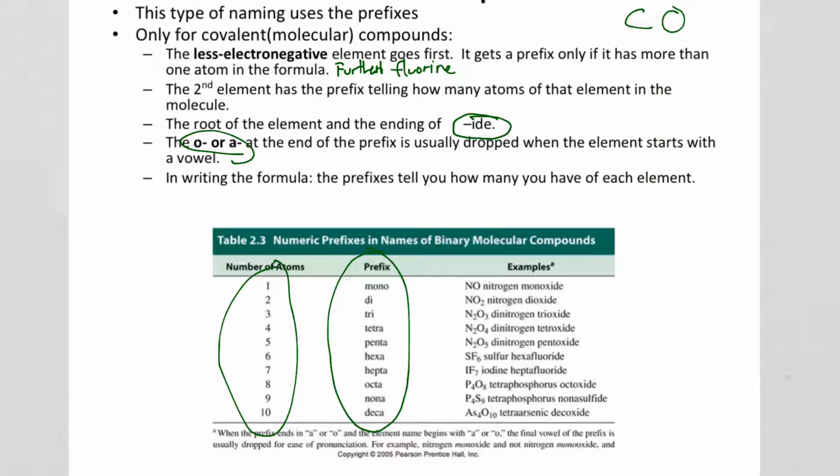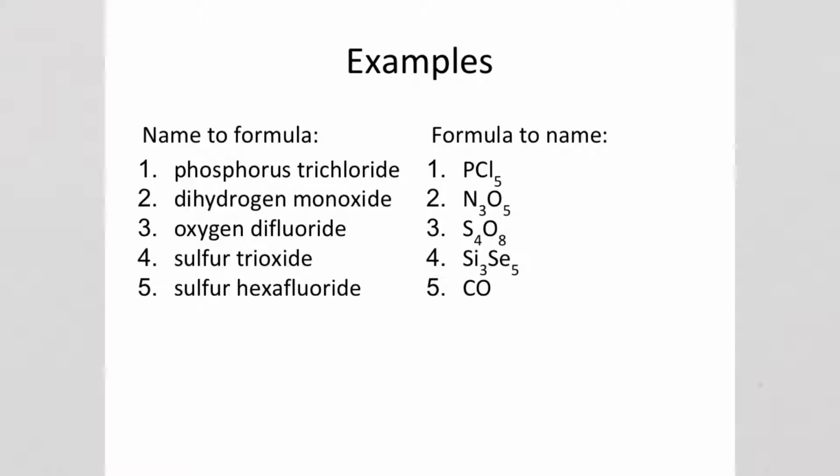Again, in writing the formula, to go from the name to the formula, the prefixes tell you how many of each. So if you really know the prefixes, it makes it pretty simple to go from the name to the compound. So let's take a look at that in action. So for example, we've got our 5 name to formulas.